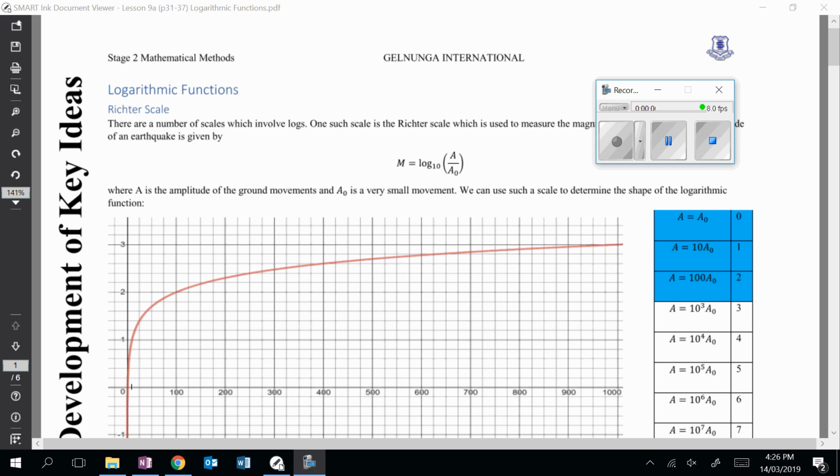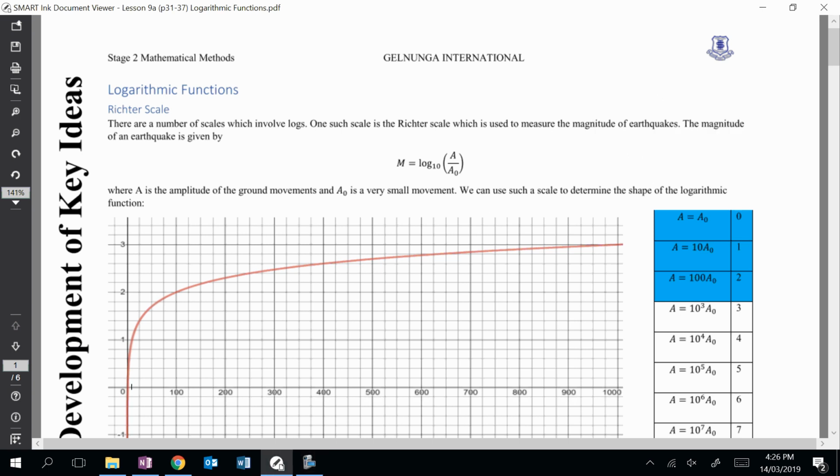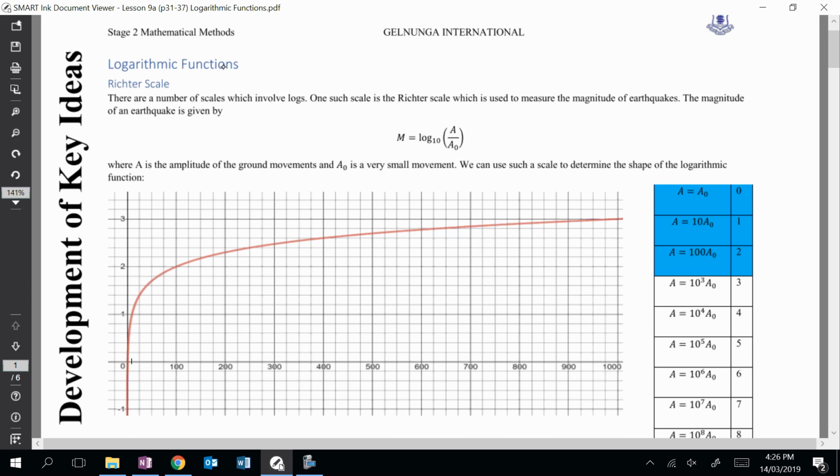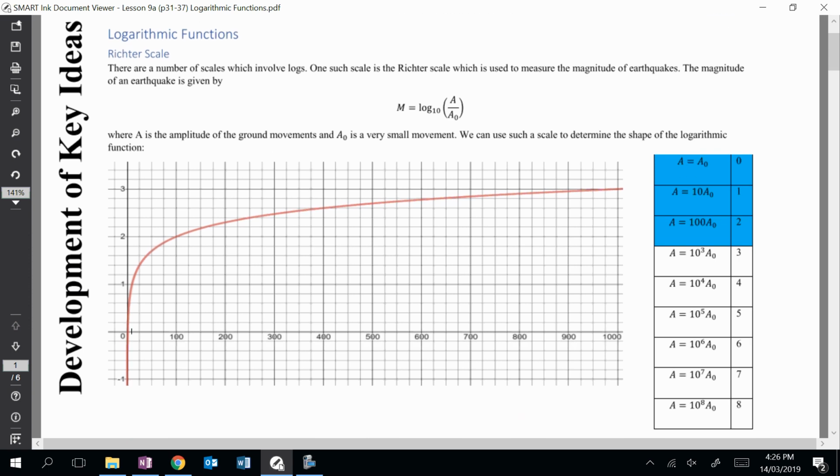Hi everybody, today we're going to be looking at logarithmic functions, and logarithmic functions have great uses in nature. One such example where we use a logarithmic function is the Richter scale to look at the size of earthquakes. And in the Richter scale we compare the variations we're getting in the ground level to a very small movement.